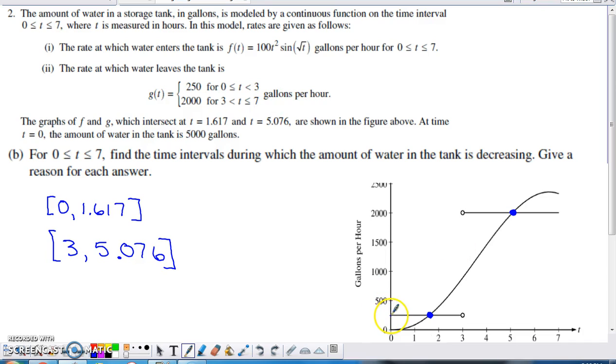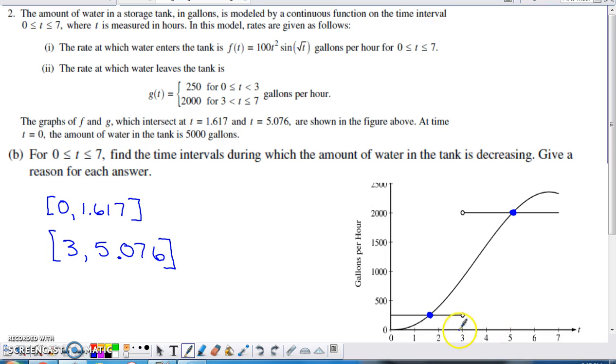So that definitely happens on the interval from 0 to this intersection right here. That intersection is at 1.617. There will be a certain amount of water in the tank at 1.617, and we could compare the amount of water in the tank at 1.617 with the amount at 1.616, and we will see we have more water in the tank at this time than we do at the time immediately to the left of this x. And that's why we're able to include that endpoint on that interval.